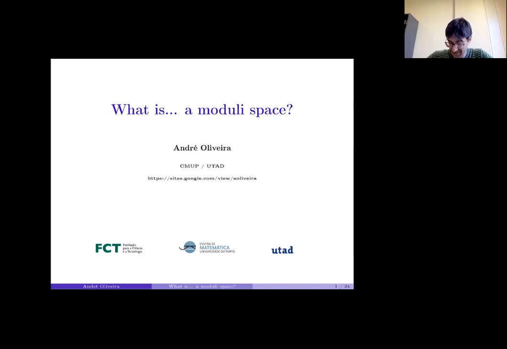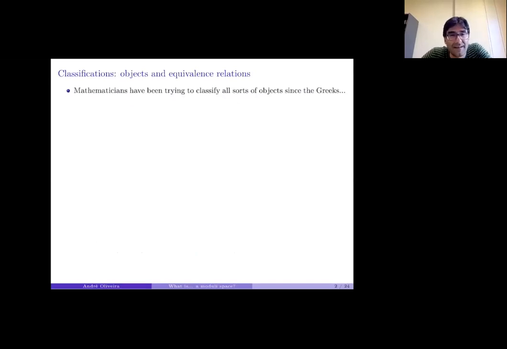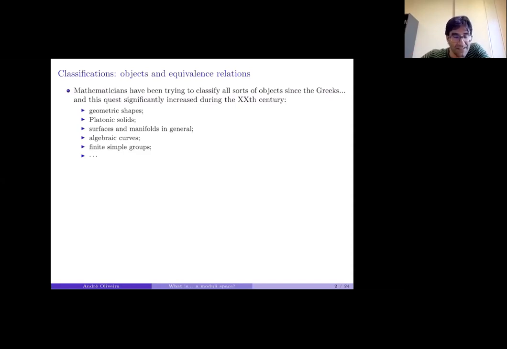All right, so what's a moduli space? So let's start then. Mathematicians, like every human being, like to classify objects, okay? And mathematicians have been trying to classify all sorts of objects for many, many years, since the Greeks, maybe before, since the Arabs. And this quest for classification really increased in the last century, the 20th century. So for instance, let's give just examples. Geometric shapes: we classify geometric shapes, platonic solids, surfaces, manifolds in general. Actually, the classification of manifolds is still far from being achieved. Curves, algebraic curves, finite simple groups, which was a great achievement in the last century, even already in the 21st century, I guess. The classification of finite simple groups.